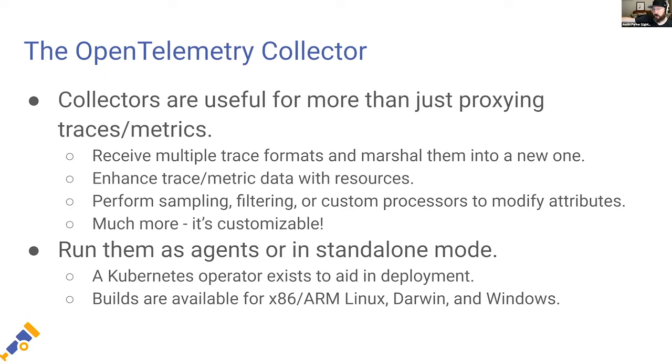You can also add custom processors, so you can do things like sampling or filtering or do a lot of transforms in your trace data or your metrics. You can filter things out, you can add things in like resources. You can run the collector as either an agent alongside your code or as a sidecar, or you can run it in standalone mode. You can have a pool of these things collecting telemetry from a bunch of different services and then shipping it off somewhere else. And it gives you a nice separation of concerns between the people writing the code and the people having to get the telemetry out to places. And it runs on Windows too.